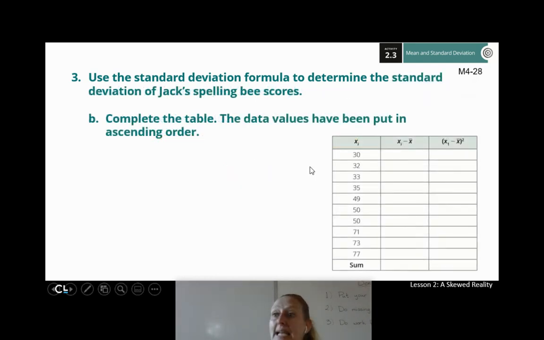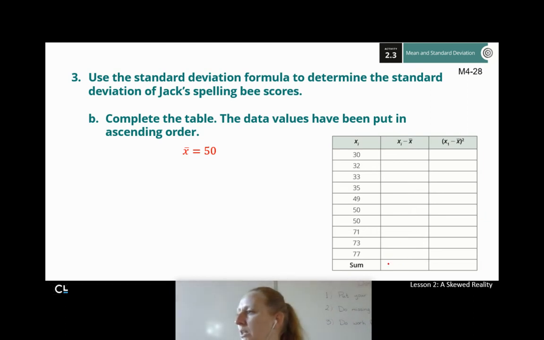Now, we said the next step, if we're finding that standard deviation, is to go ahead and subtract the mean from all of these, all right? So you're going to take that mean of 50, and you're going to do 30 minus 50, 32 minus 50. You're going to subtract, subtract, subtract, subtract. You're going to leave this box empty. Don't fill in this box. I don't want that box. Don't fill it in. And remember what we did next?